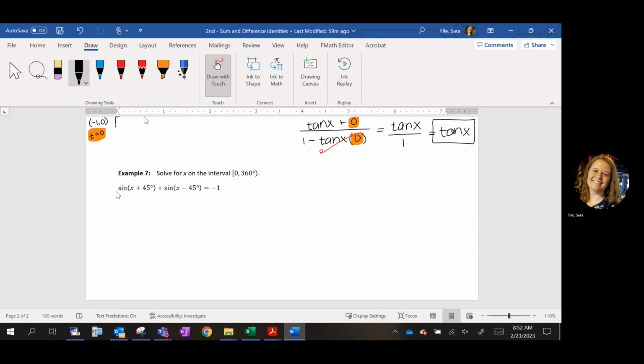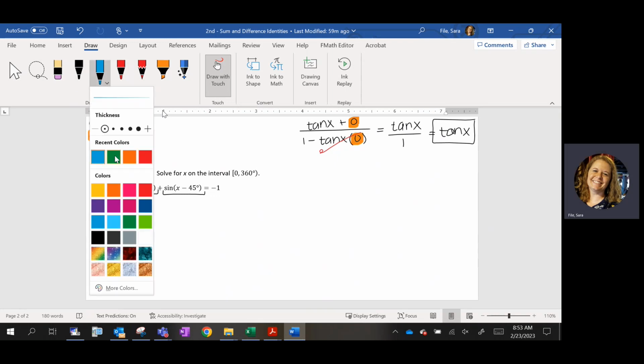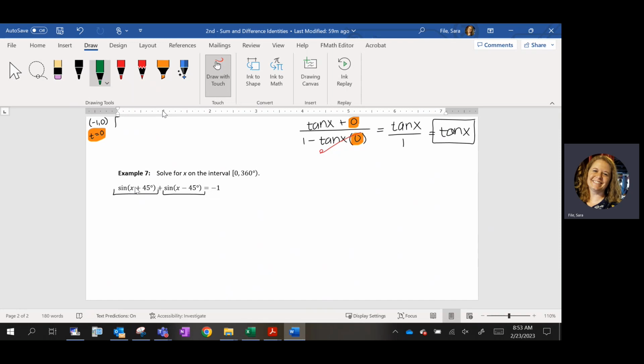two different sum or difference IDs. Right here, that's a sine sum, isn't it? Sine of the sum of two angles. And this is a sine difference. Y'all agree? So I'm actually going to have to expand both of those. So I'll do one in one color and one in the other. So for the first one, x and 45, the sum.